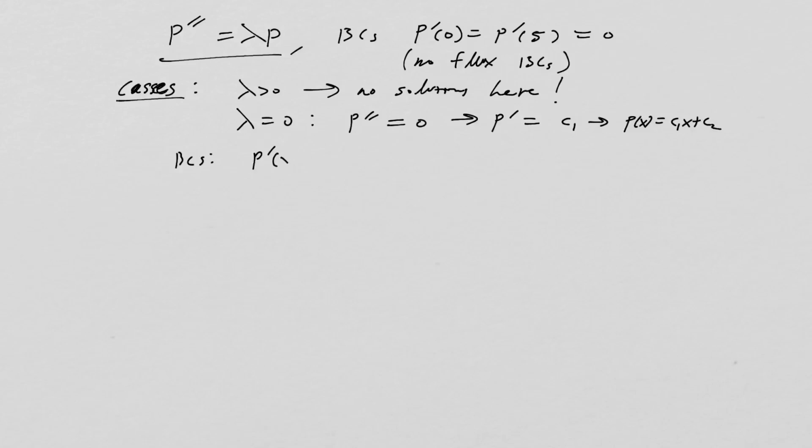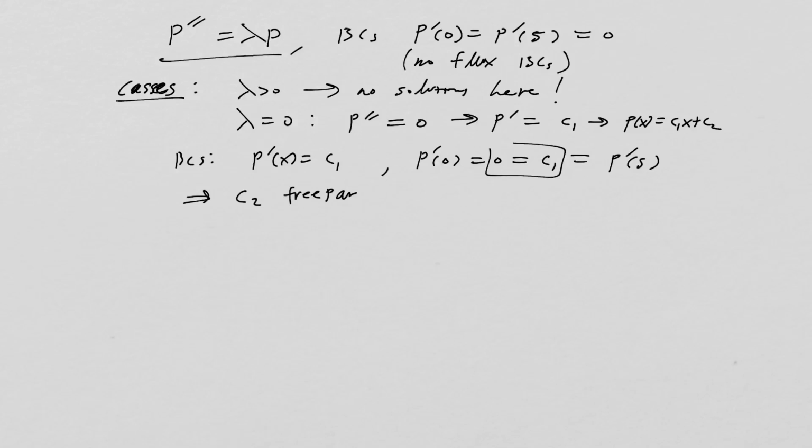And I get P prime of x is equal to C1. So that means P prime at 0 is equal to 0, which is equal to C1, which is equal to P prime at 5. All right, so that means, of course, that C2 is a free parameter. It's unconstrained by the boundary conditions. So that means that P of x can be equal to the function 1, a constant function. And that goes along with lambda 0 equal to 0.